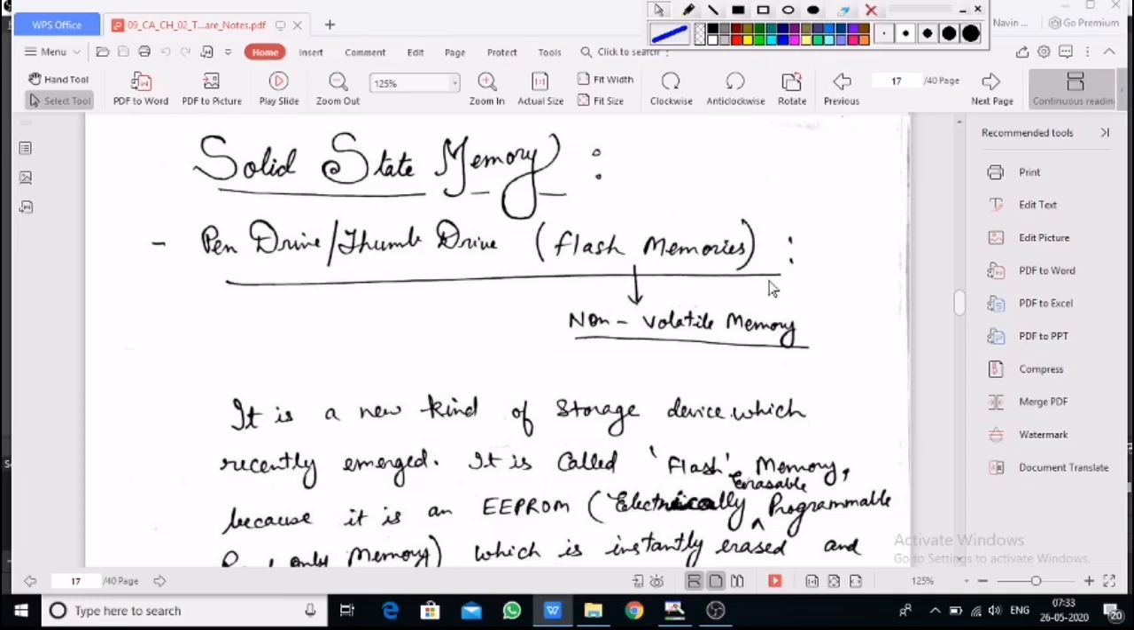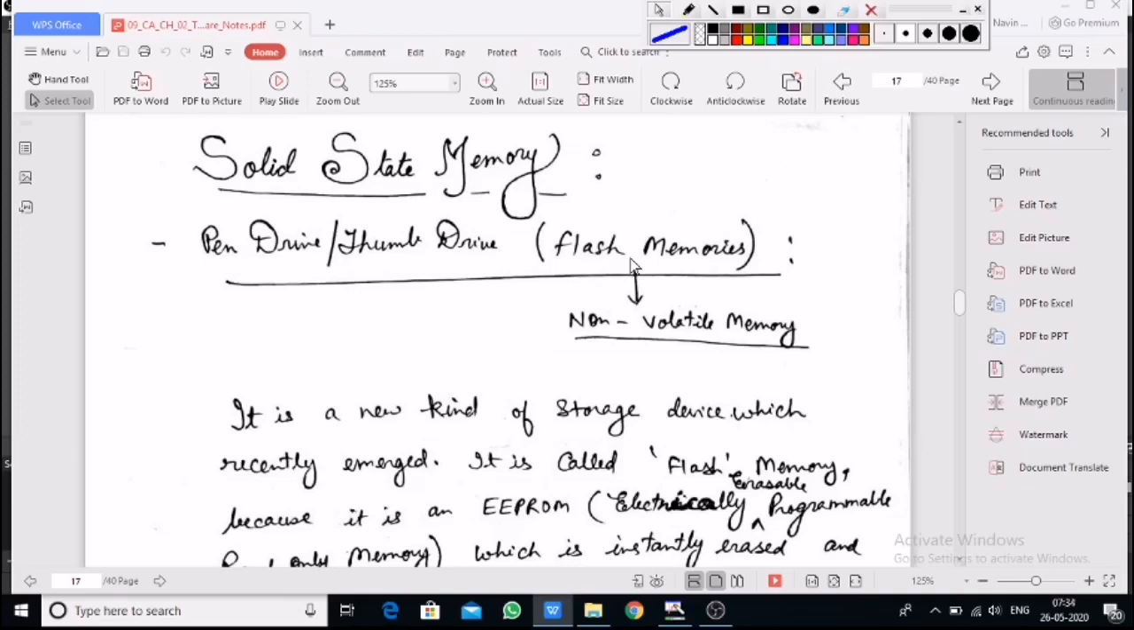So an example of solid state memory is the pen drive, which is also known as a thumb drive because its size is that of a thumb only. It is also known as flash memory. Why is it known as flash memory? This pen drive is known as a thumb drive and flash memory because it is made up of a chip which does not have any movable parts, and in this chip we can write the data whenever it is required.